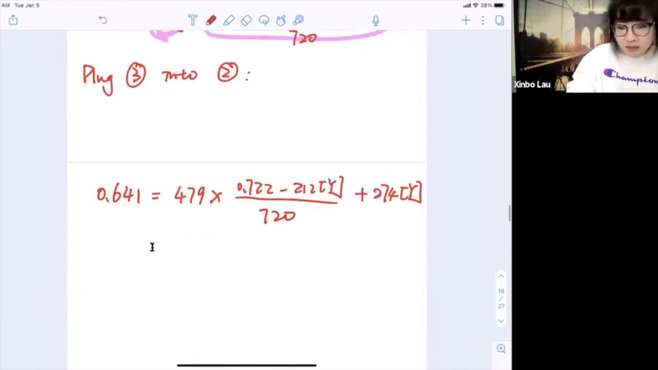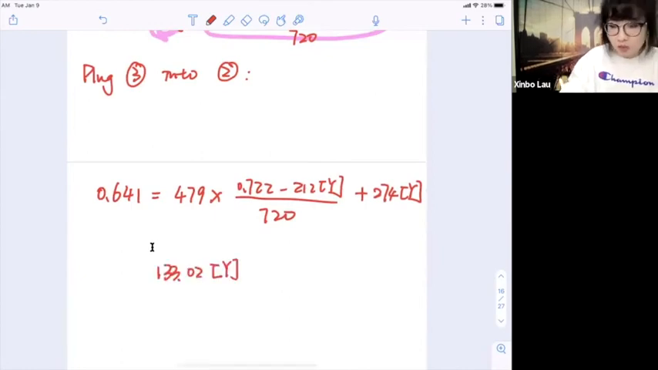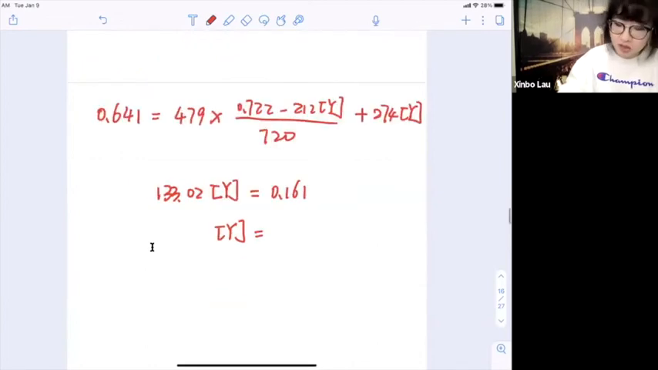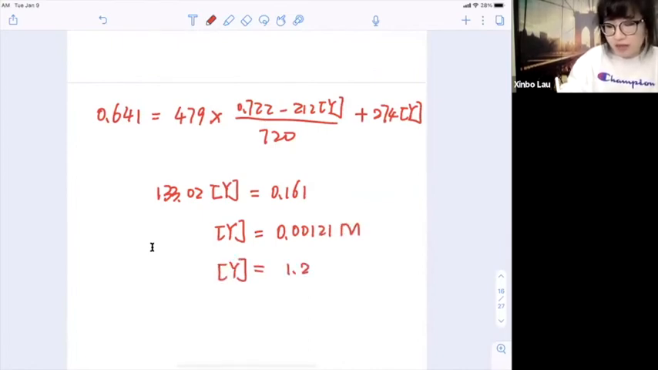I'm just gonna jump to the step. I come to 132.02 times concentration Y equals 0.161. Then you'll be able to calculate the concentration of Y in this mixture. This comes as 0.00121 molar. If you're using scientific notation, this will be 1.21 times 10 to the negative 3 molar.